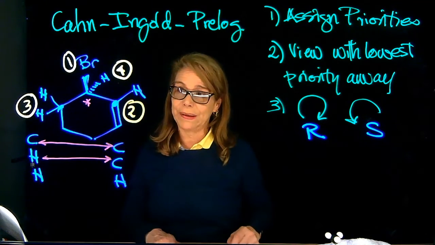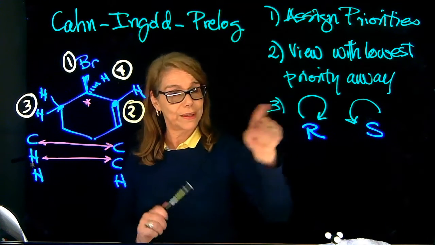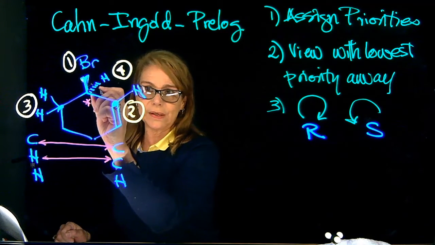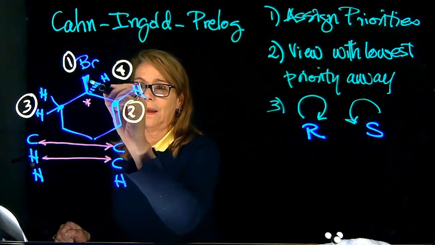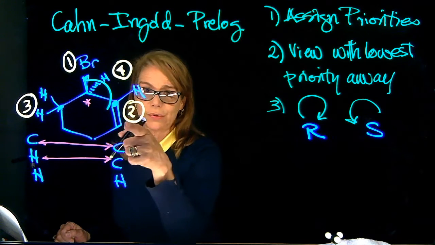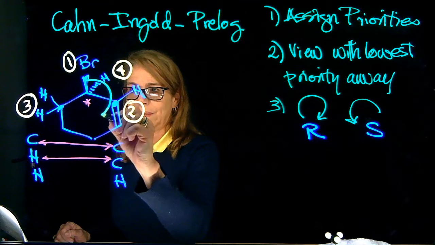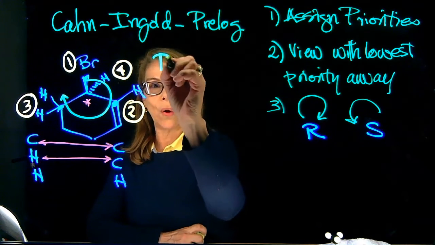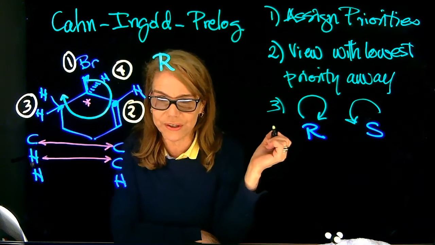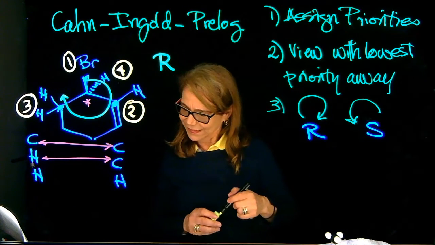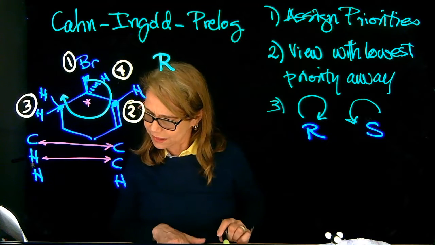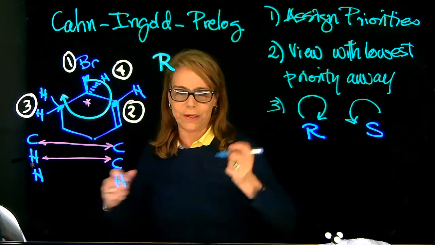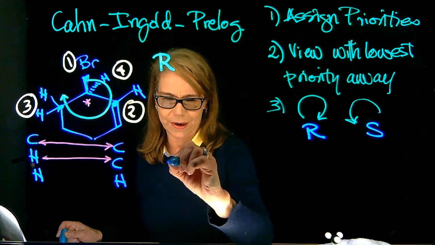So next step is then following highest priority, second highest. So see, priority 1 is where the bromine is, and second is over to that side. And then I go over here, so I am rotating clockwise, so the configuration is R. Okay, so let's try something else. Let's draw another molecule here.